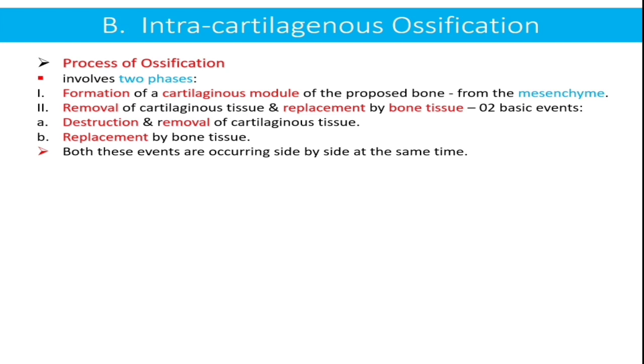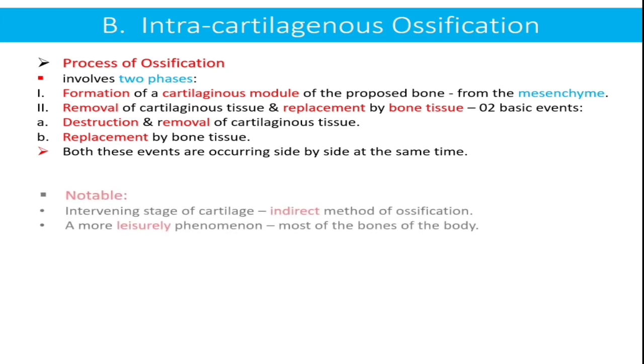This process of ossification involves two phases. Number one, formation of a cartilaginous model of the proposed bone from the mesenchyme. Number two phase is removal of the cartilaginous tissue and replacement by bone tissue. This phase involves two basic events. Number one is destruction and removal of cartilaginous tissue, and number two is replacement of this area by the bone tissue. Both these events are occurring side by side at the same time.